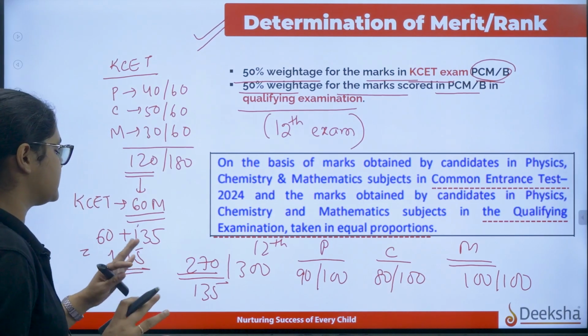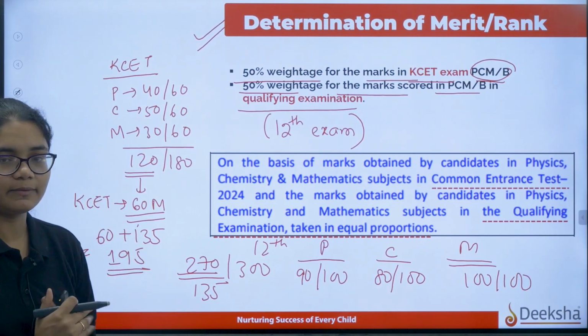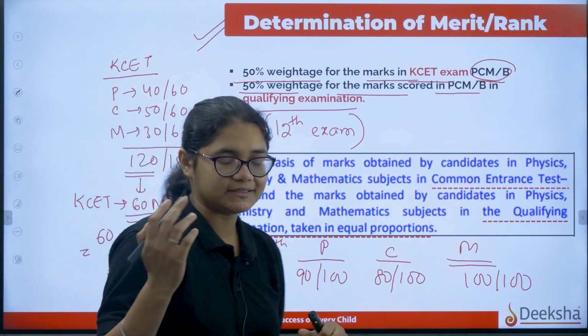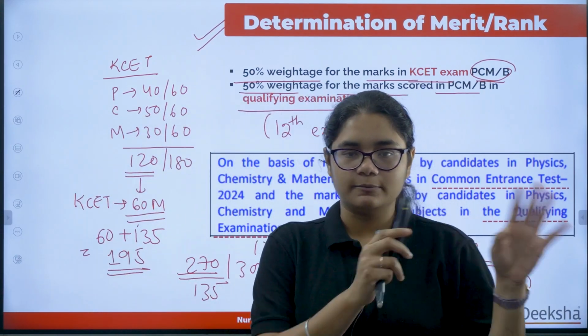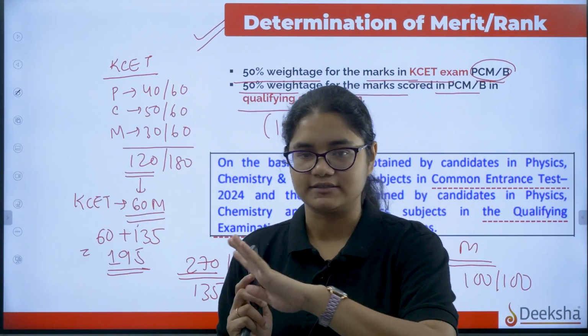So this is your marks in the KCET exam, and based on this your rank will be calculated. I hope this is very clear. Once again I will explain. In KCET exam you will be having three different papers. You are writing for 60 marks.